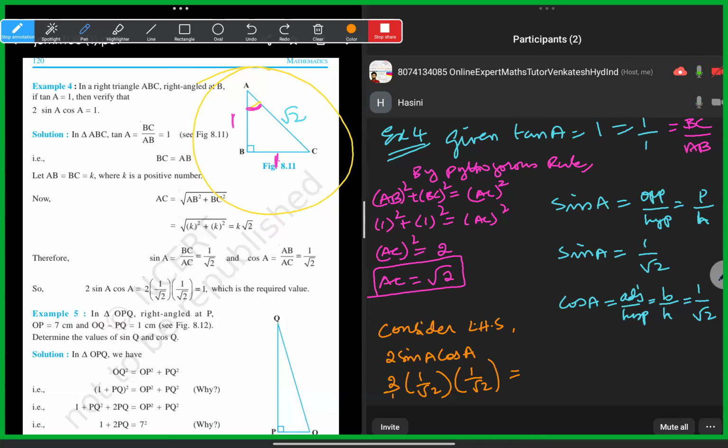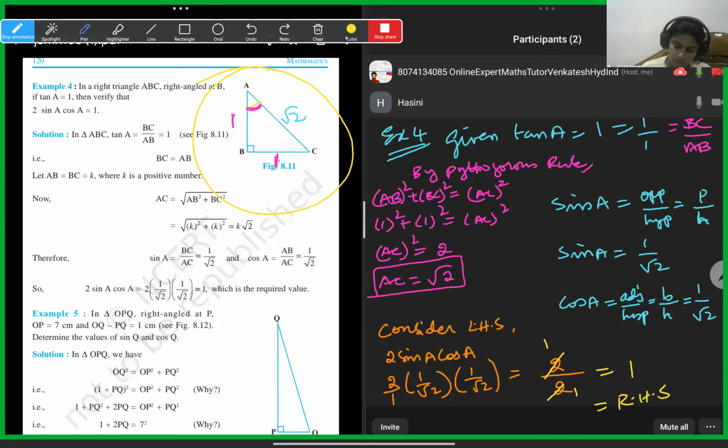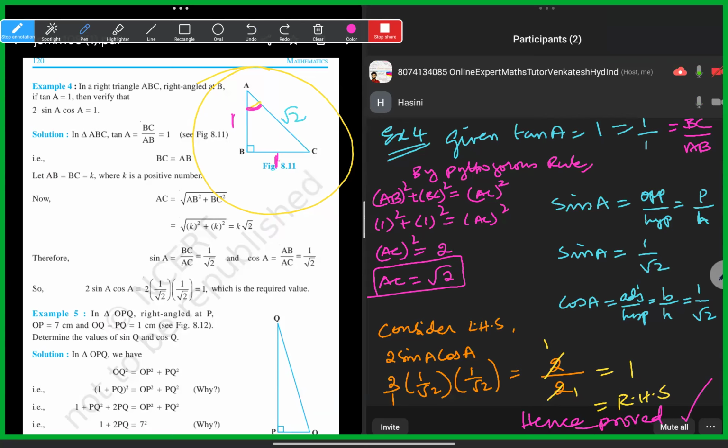This 2 has no denominator, means 2 by 1. So 2 into 1 into 1, by 1 into root 2 into root 2, because root 2 into root 2 will become root 2 square, which is 2. Any doubt, Hasni? No doubt, sir. Now 2 will go one time, which is equal to 1, which is equal to RHS. Any doubt? No doubt, sir. So hence, true.